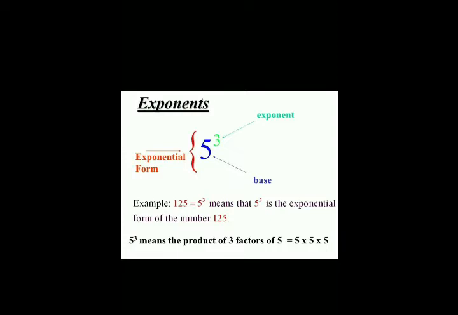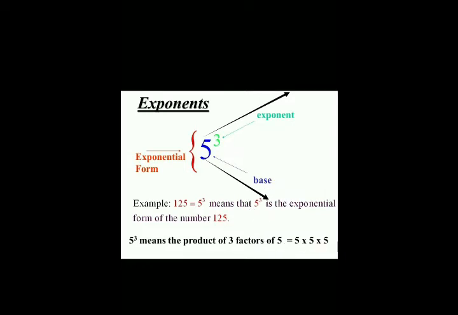First of all, what is an exponent? Here you can see the example 5 cube. We can also read this as 5 raised to the power 3. In this example, 5 is the base and 3 is the exponent, and the form 5 raised to the power 3 is called an exponential form. For example, we can write 125 as 5 cube, because 5 fives are 25, 25 fives are 125. That means 5 cube is an exponential form of 125.